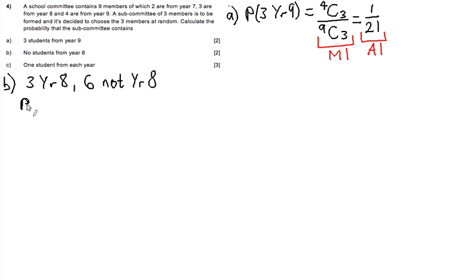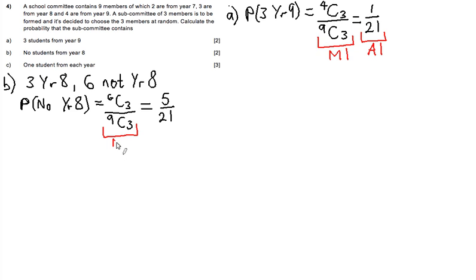So probability no Year 8 is then fairly straightforward, because I want to know the number of ways I can pick 3 students from the 6 non-Year 8s. So it's going to be 6 choose 3 over the number of ways I can pick 3 students from 9, so 9 choose 3. And when I put this into my calculator and work it through, I get a probability of 5 out of 21. Again, the marks on this are fairly straightforward. We get the first method mark for demonstrating the correct use of the combinations formula, and I get an accuracy mark for a correct answer of 5 over 21.